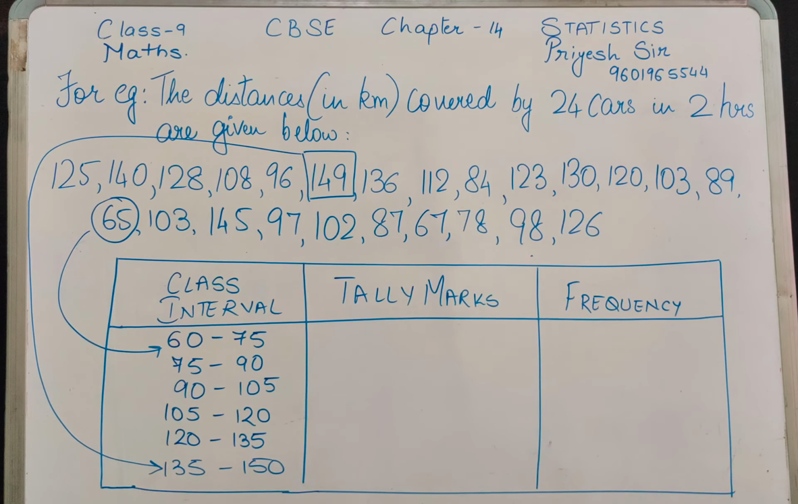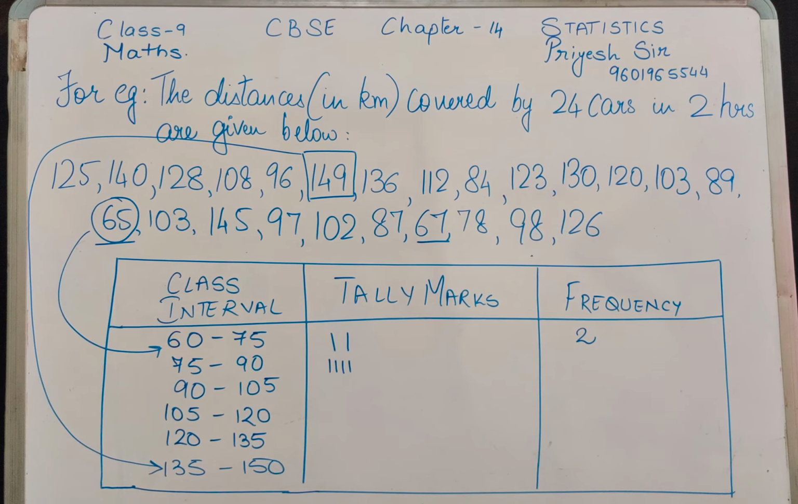Now we shall consider the numbers which lie between 60 to 75 and then put a telemark against them. For 65 we put 1 mark and for 67 we put the other. And that's all for the first group. So we put frequency equal to 2. Similarly, we can do for the other groups also.